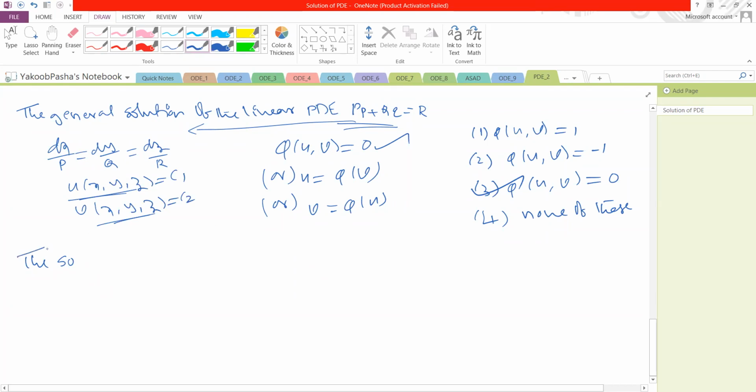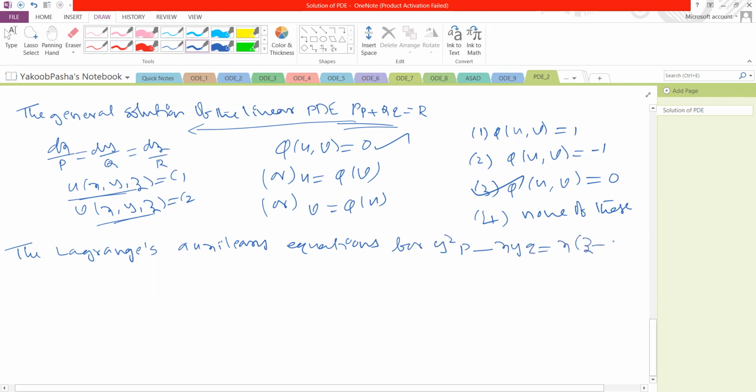Okay, now we see another question. It is from DL. A direct question was asked here recently in DL. The Lagrange's auxiliary equations for y square p minus xy cube q is equal to x into z minus 2y. We have 4 options.